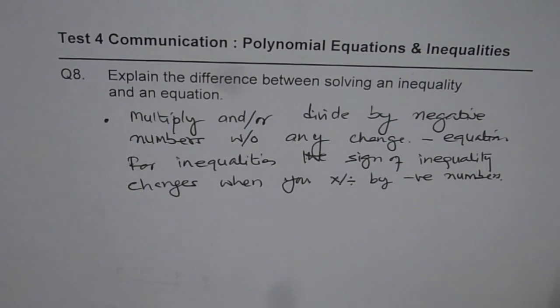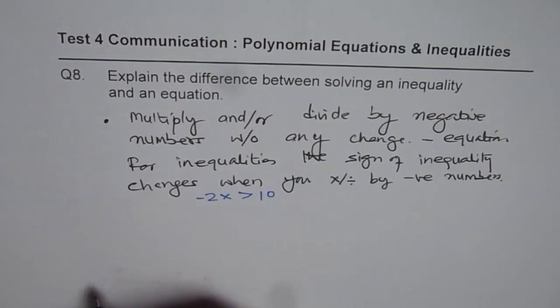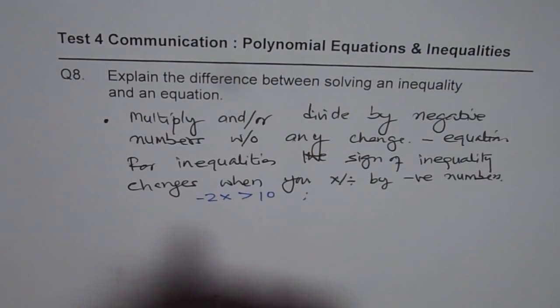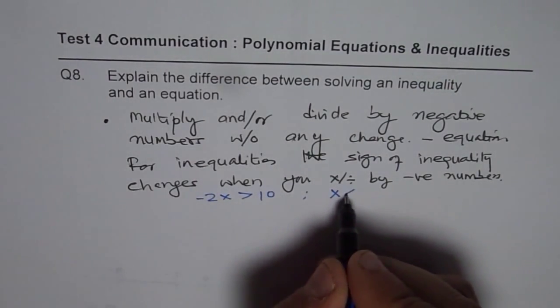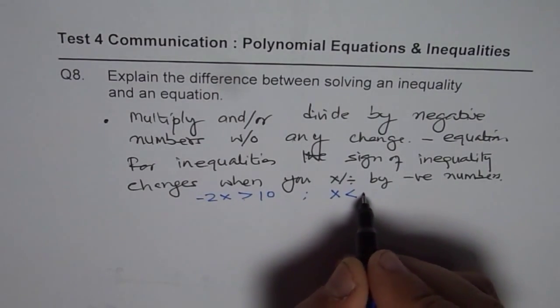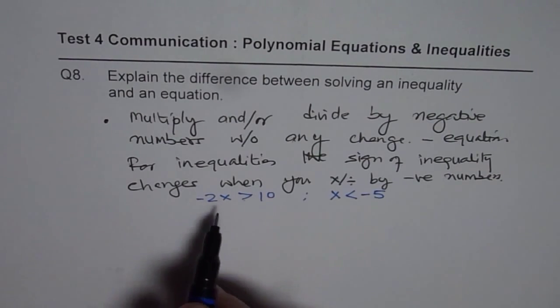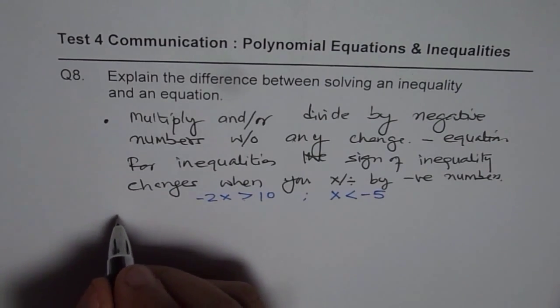That is to say that if you have an inequality, let's say 2 minus 2x is greater than 10. In that case, if I divide by minus 2, then I have to say x, because I'm dividing by minus 2, is less than, inequality sign changes, minus 5. That is what we're trying to say, correct? So in inequality, this sign changes. That is a very critical difference between the two.